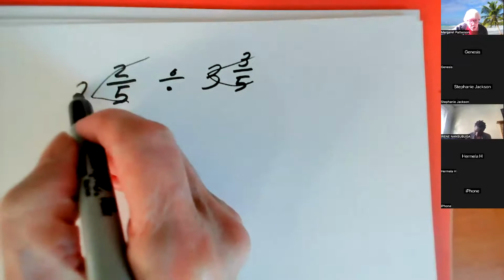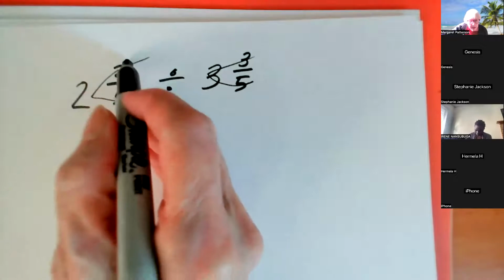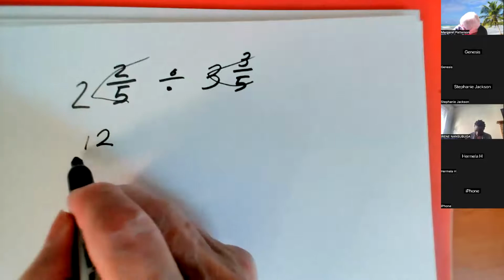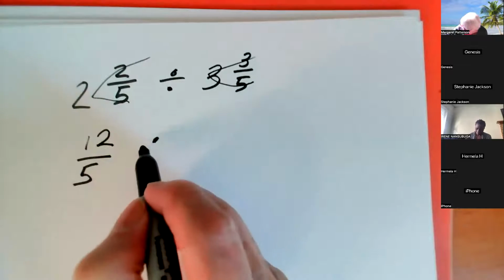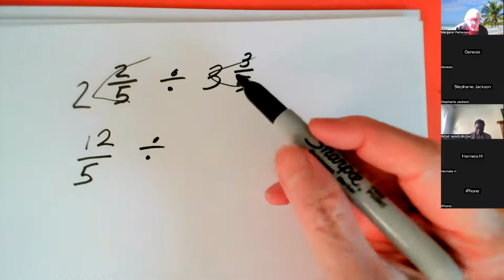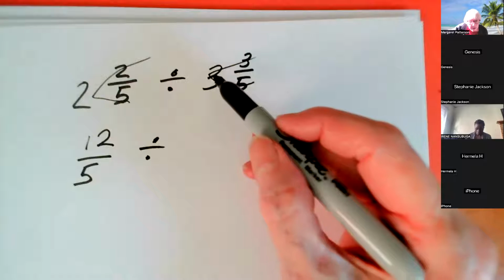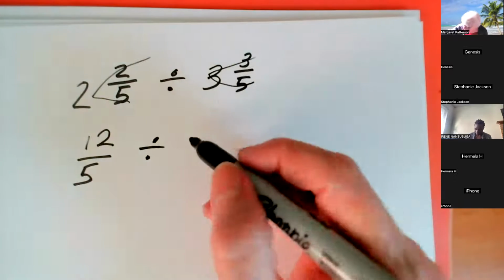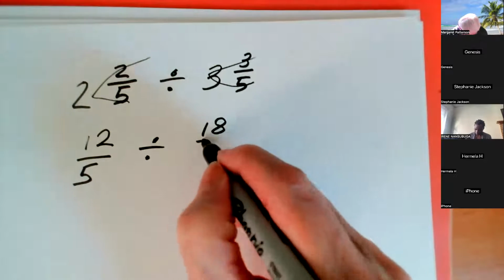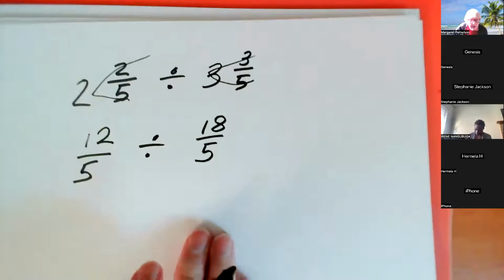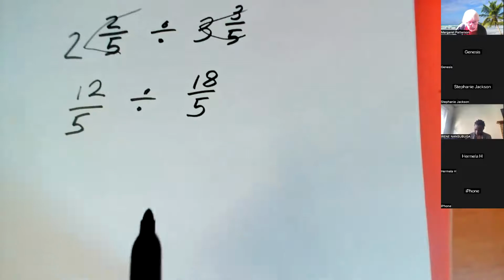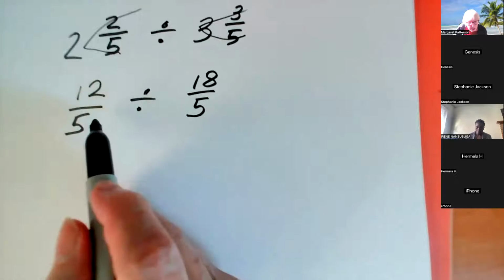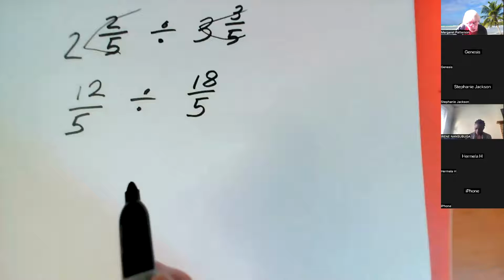So 5 times 2 is 10. 10 and 2 is 12 over 5. We're still in the division. 3 times 5 is 15. 15 and 3 is 18 over 5. This is so much better, but not right. This division of fractions needs to be converted to multiply.